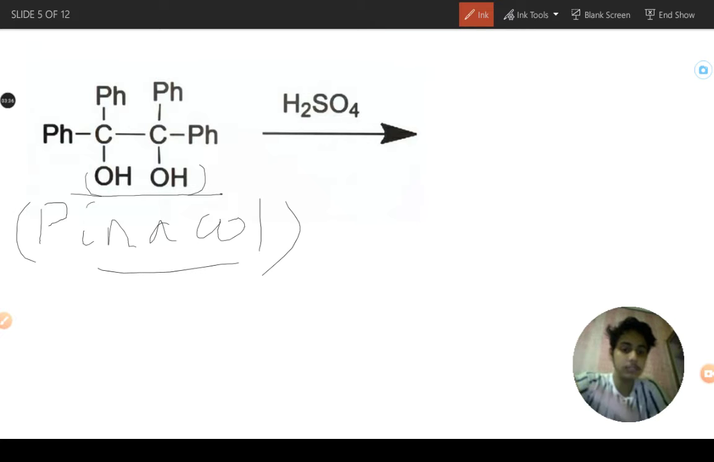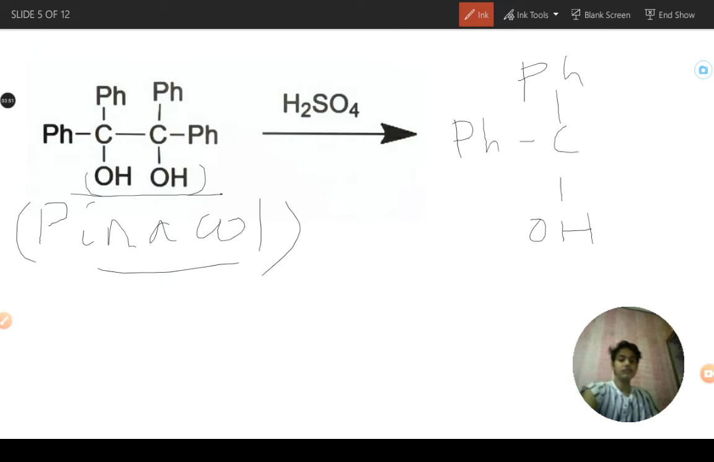See the answer of this question. The answer will be a compound with pH connected to OH. Here it will be pH. See, why I am drawing this picture. I will be telling you what is going to happen. OH, here it will be pH, and here it will be pH. This compound is called Pinacolone.